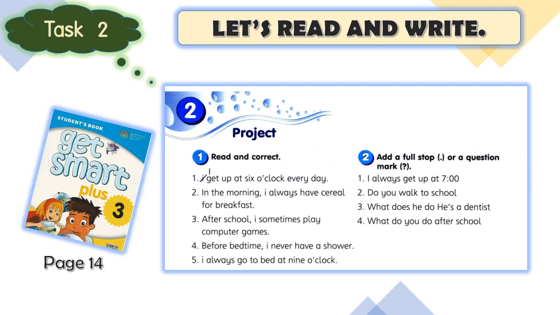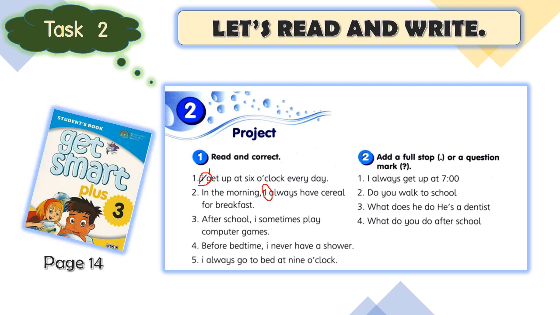Once you've completed task 1 in your exercise book, let us continue with task 2. Take your workbook and turn to page 14. Read and correct. You must pay attention to the use of I. I is always written with a capital letter. For example, it's wrong to use I in small letter. You must use I with a capital letter, no matter where I is, whether it is at the beginning, in the middle, or at the end of the sentence.